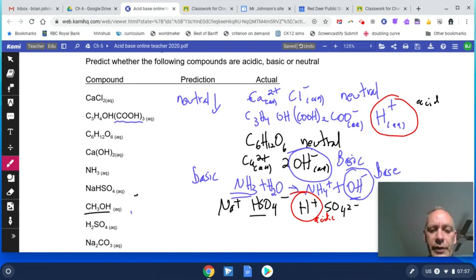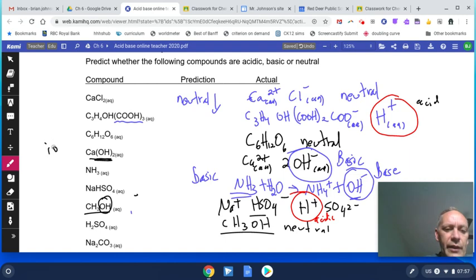CH3OH, this one fools a lot of students. They see the OH and they go, oh, it's a base, but it's not because it's a molecular compound and molecular compounds stay together, so it's neutral. It is only ionic hydroxides that are basic. So that one is ionic. This one is molecular, so different properties. Ionics can dissociate. Moleculars cannot, they just dissolve. So all this one does is dissolve as aqueous, whereas this one dissociates, which gives us the OH minus.